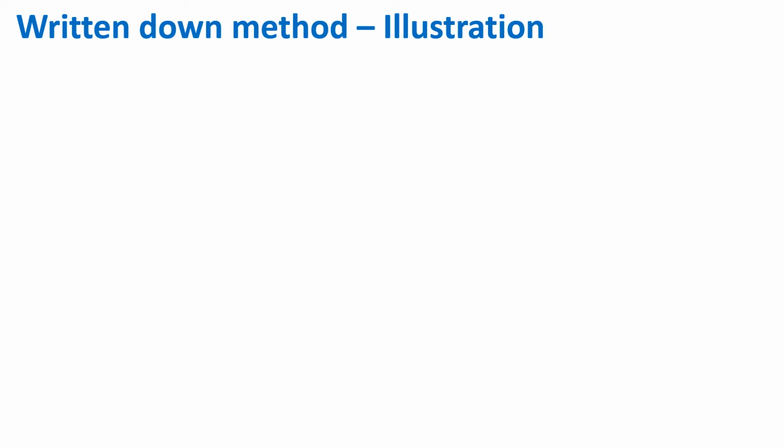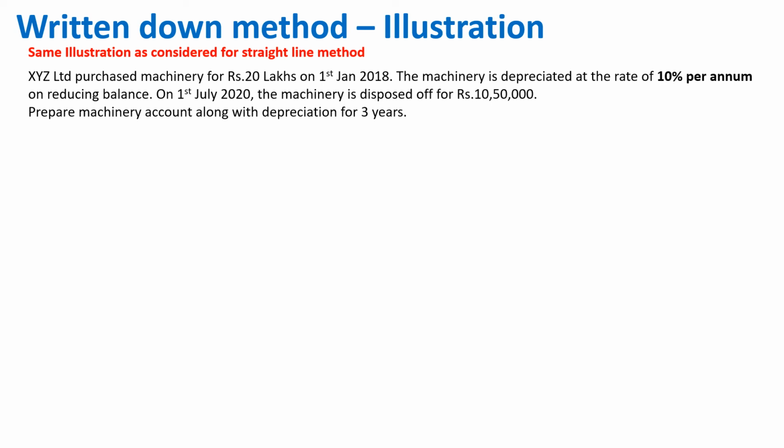Now let's try to understand the WDV calculation under the same example we took for the straight line method, so that we can compare with SLM and find out how it is different. The example is very clear. XYZ Limited purchased a machinery for 20 lakhs on 1st January 2018. The machinery is depreciated at the rate of 10% per annum, but the change here is that it is on reducing balance. Under straight line method, it was on the original cost, but here we have changed to the reducing balance method. On 1st July 2020, the machinery is disposed of for rupees 10,50,000. Prepare the machinery account along with depreciation for 3 years.